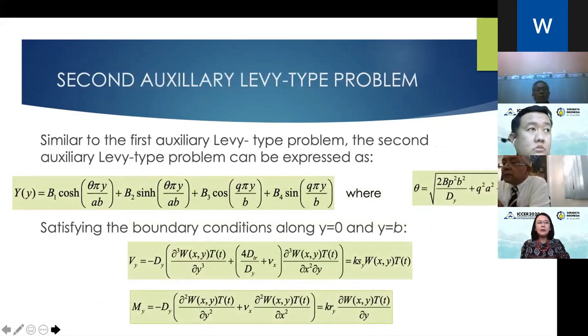The next step is to find the eigenvector in the y direction, and we are going to use the second auxiliary Levy type problem. The same as in the x direction, in the y direction the spatial functions should also satisfy the boundary conditions along y equal to 0 and y equal to b. You can see right here that the shear force in the y direction should be equal to a constant times the deflection, and the bending moment should be equal to a constant times the rotation.